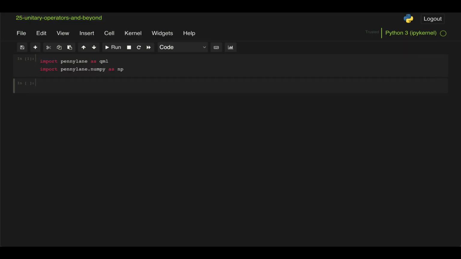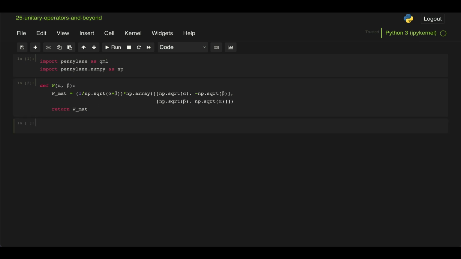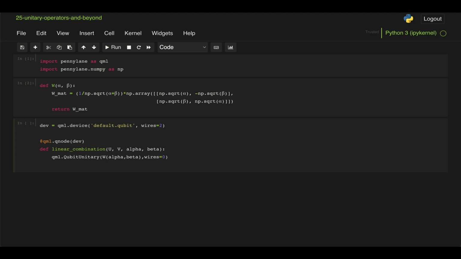So we import PennyLane and NumPy. Then we implement a function that generates that W matrix that we had. Now we define our device and our QNode, which we're going to call linear_combination, and it takes as input U, V, alpha, and beta. The first thing we do is apply that W gate on the auxiliary qubit. Then we apply our controlled gates U and V. For the controlled U gate, the control wire is qubit 0, the target wire is wire 1, and the control value is 0. So that activates that gate if the auxiliary qubit is 0.